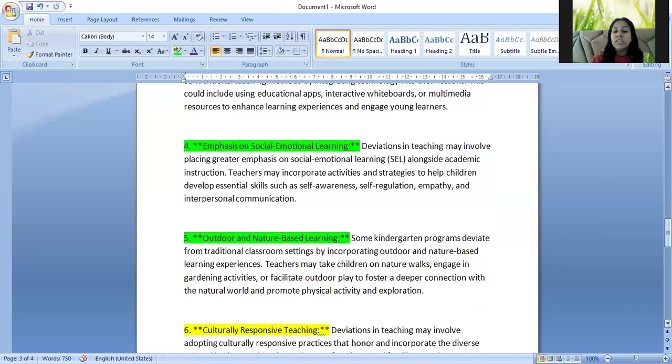Next one is outdoor and nature-based learning. I really like this because when we are doing the learning in that cube only, that is actually not learning. That is just making the children sit in one same spectrum and giving them direction the whole day. It is a very, very traditional sort of learning. Give them nature-based learning, give them outdoor learning. Every session should be designed at a different place, then only the least distraction will be there. Some kindergarten programs deviate from traditional classroom settings by incorporating outdoor and nature-based learning experiences. This should be done. It should be motivated.